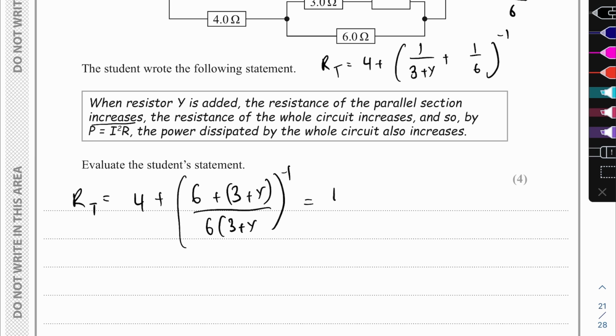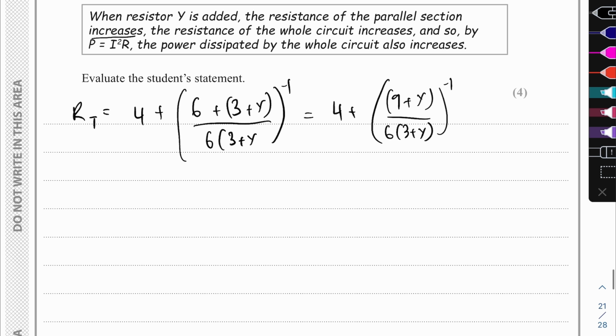Inverse, this is 4 plus, so the numerator becomes 9 plus y all over 6 multiplied by 3 plus y. Inverse, so R total is 4 plus 6, 3 plus y all over 9 plus y.